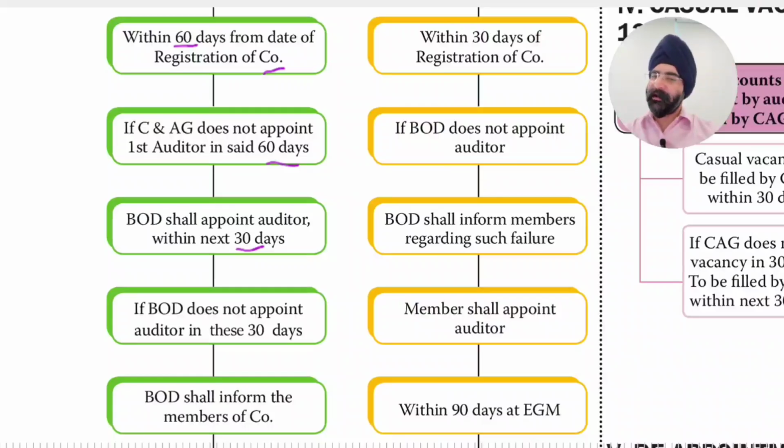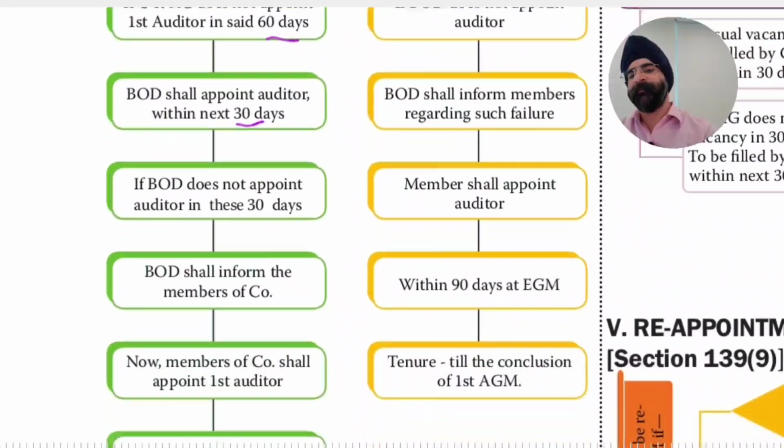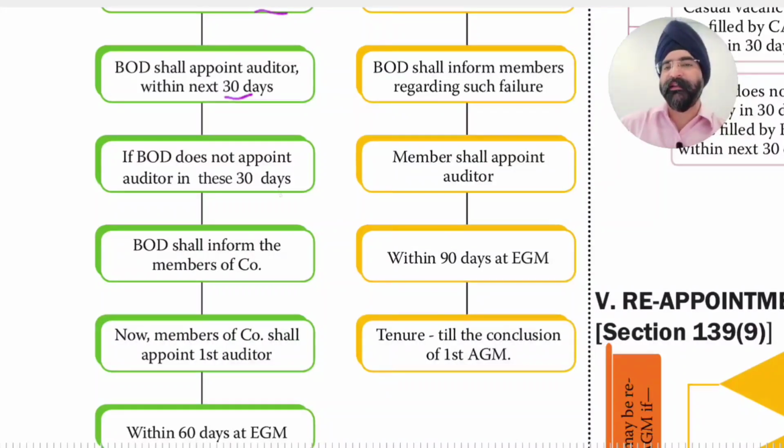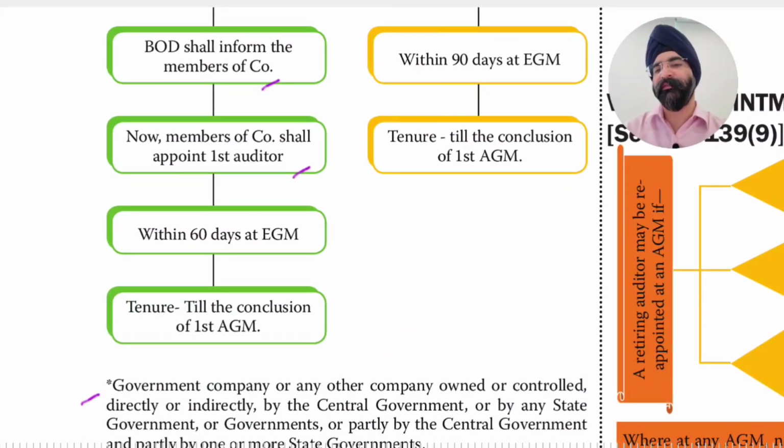Other than a government company, directly the board is appointing the first auditor of the company. But in case of a government company, the Comptroller and Auditor General shall appoint the first auditor of the company within 60 days. Otherwise, the board shall appoint within the next 30 days. If the board of directors does not appoint the auditor in these 30 days, then the board shall inform the members of the company, means inform the shareholders. Now the members of the company shall appoint the first auditor. Then members will appoint the first auditor within 60 days at an extraordinary general meeting.